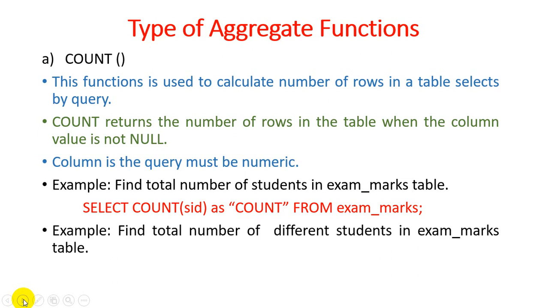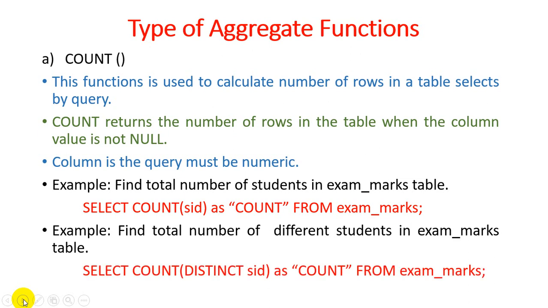Second example, with the same count aggregate function, find the total number of different students in the exam marks table. Now we just find out distinct records, meaning remove duplicate records. At that time we use the distinct keyword with respect to a particular column. So if there is any kind of duplicate record, it will be removed. So it generates a unique count of a particular student record.